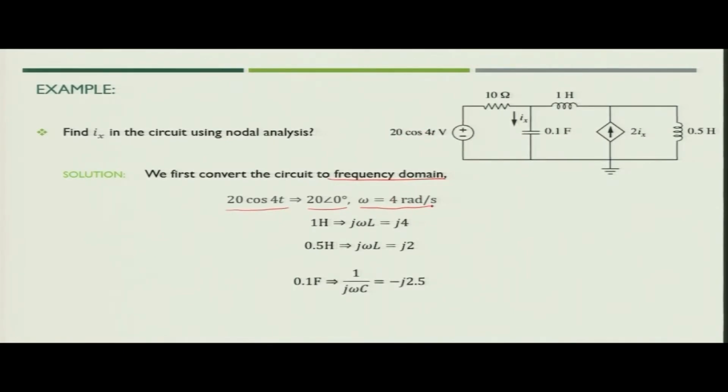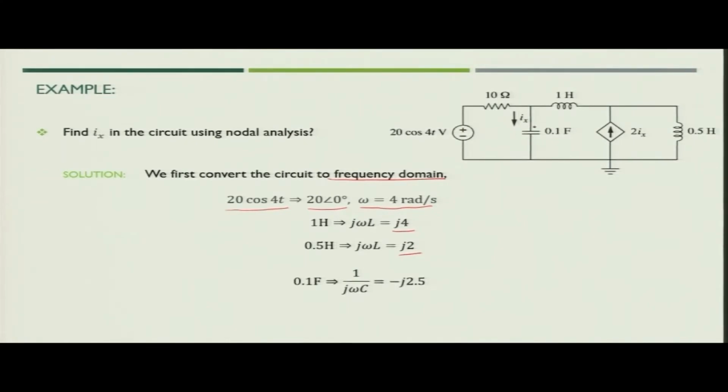Now, this omega will help us to transform the various circuit elements into frequency domain. The 1 Henry inductor which we see in the figure will be converted into the frequency domain as j omega L. If you put the values of omega and L, you will get the value of inductor as j 4. Similarly, in case of 0.5 Henry inductor, you will get the value as j 2.